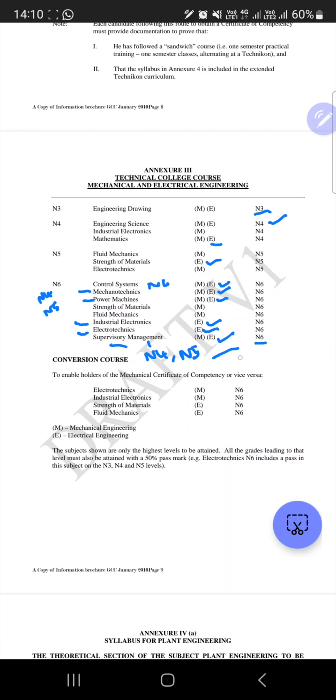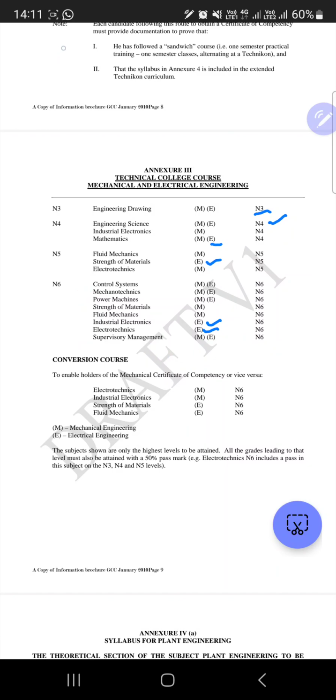So these are the subjects you need if you want to do GCSE and you are an electrical person. You can see that you only need N5 strength of material, and you don't need N6 strength of material if you are an electrical person. And for maths, you only need maths from N4, and there's no maths from N6. And then you also need your engineering science. So these are the subjects that you need if you are an electrical person.